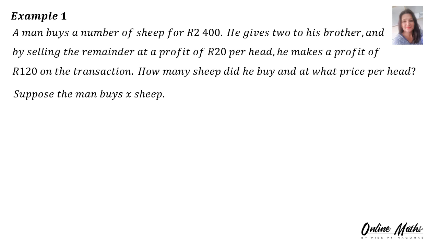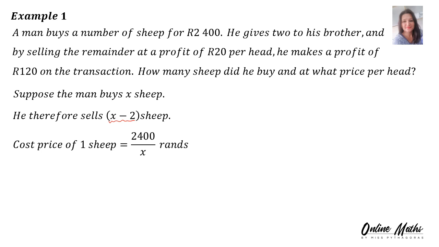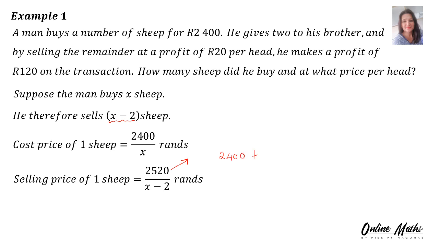So we will start with, suppose the man buys X sheep. He therefore sells X minus 2 sheep because he gave 2 to his brother. The cost price of 1 sheep will be 2,400 divided by X. The selling price of 1 sheep is 2,520 over X minus 2. Now where does this come from? This is the 2,400 plus the 120 profit.